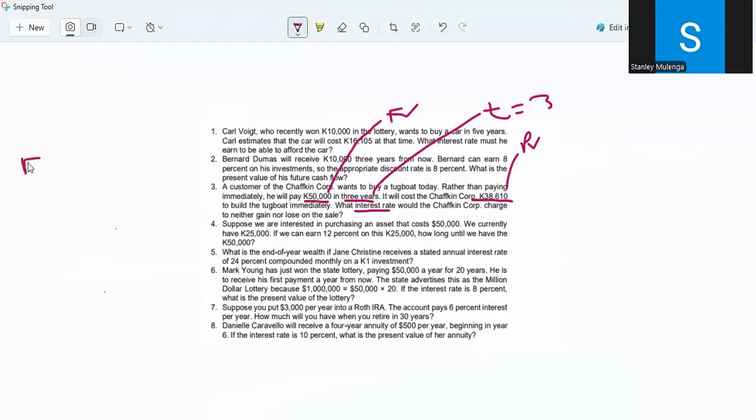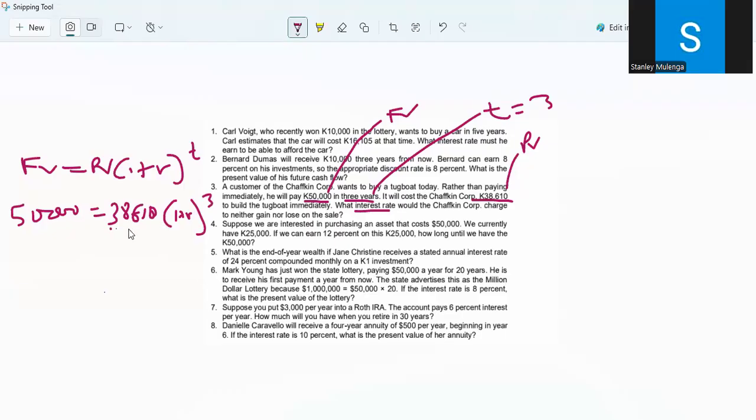So again, we go to the general formula. Future value is equal to present value times 1 plus r to the power time. Our future value is 50,000. Present value is 38,610. Then 1 plus r, r I don't have, and our time is 3. So we divide both sides by 38,610.